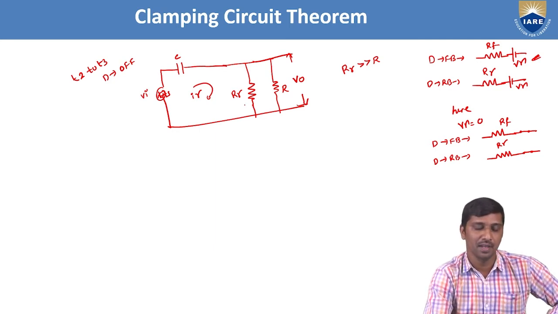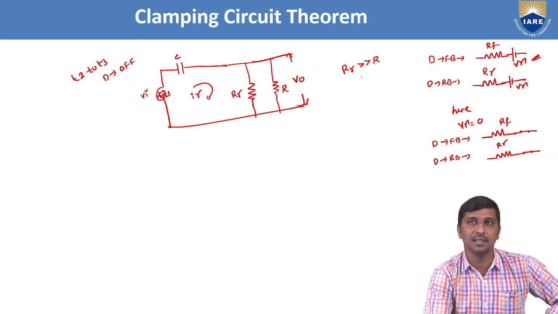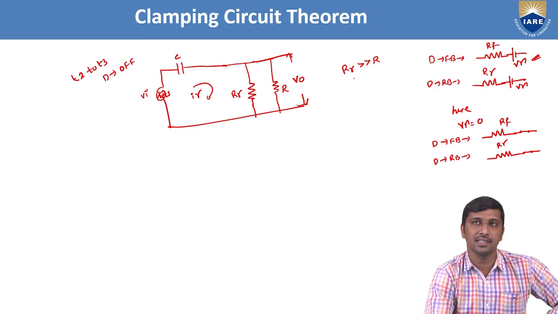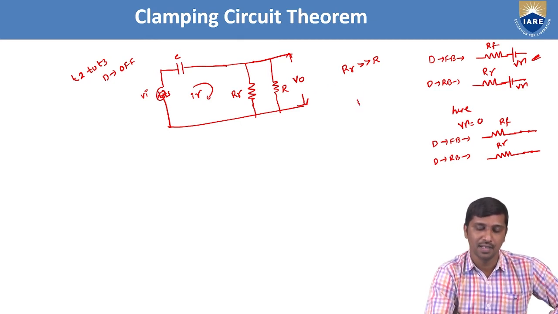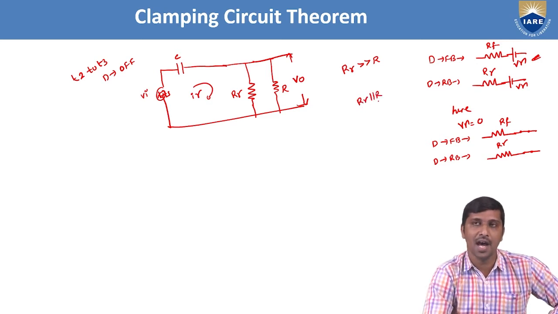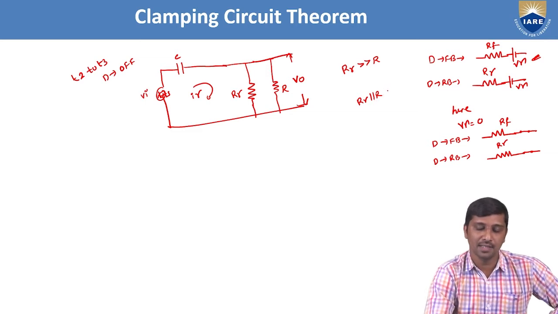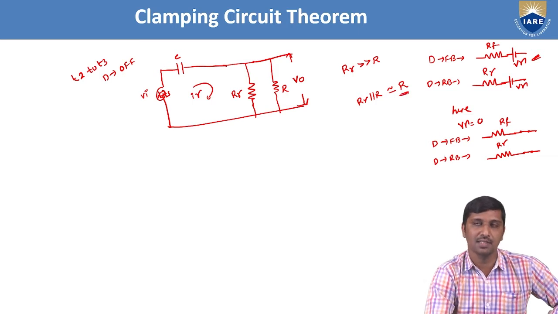So what happens if these two resistances are in parallel? The diode reverse resistance and the external resistance are parallel, where one resistance is the maximum and one is the minimum. The parallel combination is always approximately equal to the minimum resistance. If RR is in parallel with R, where RR is very large and R is minimum, the parallel resistance is approximately equal to the minimum resistance, which is R.